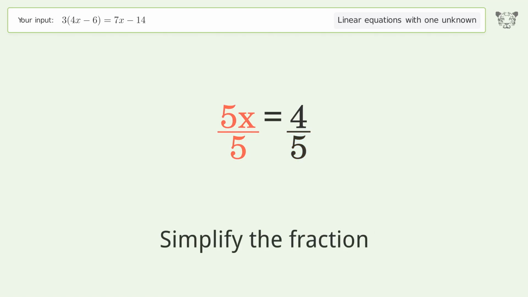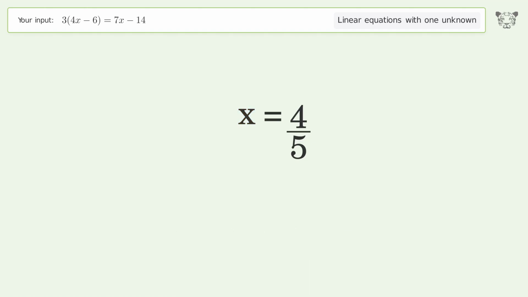Simplify the fraction. And so the final result is x equals 4/5.